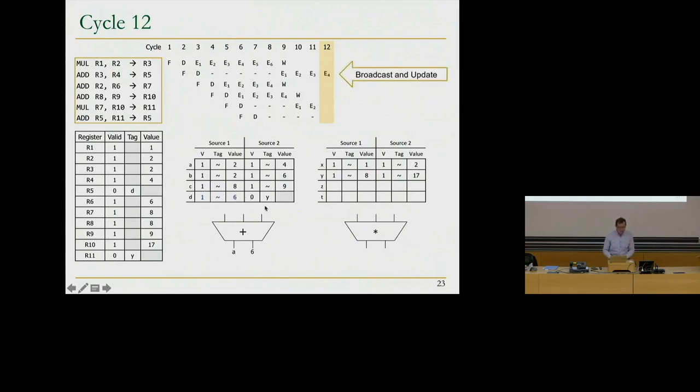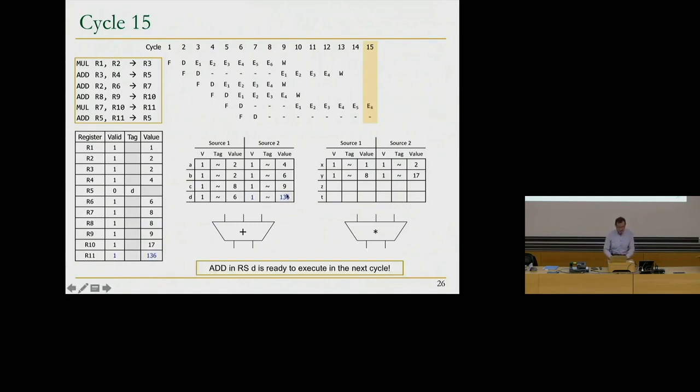Now it still cannot execute because it's still waiting for the other source. Somebody's going to produce that source, and we will see who produces it. It will be this multiply instruction over here. It produces the source by multiplying R7 and R10. It broadcasts Y, and Y gets captured by R11, which is the destination. It also gets captured by this reservation station entry. So I get 136 over here. And that's cycle 15. Now this instruction can start executing.